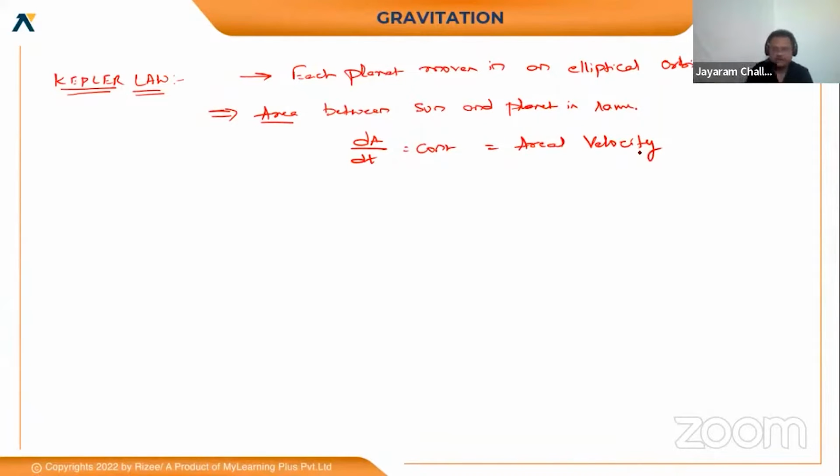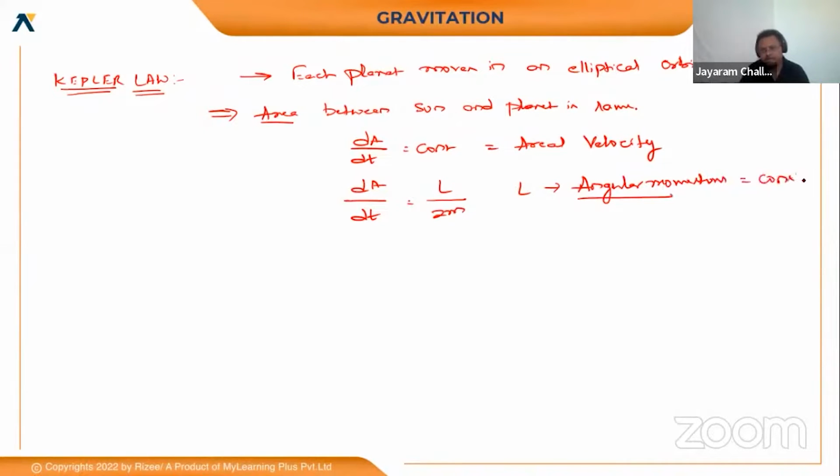This always remains constant. If you want to prove this, dA by dt is equal to the angular momentum by 2 into mass, L by 2m, where L is called the angular momentum. So this remains constant, and the angular momentum of any particular body remains constant.